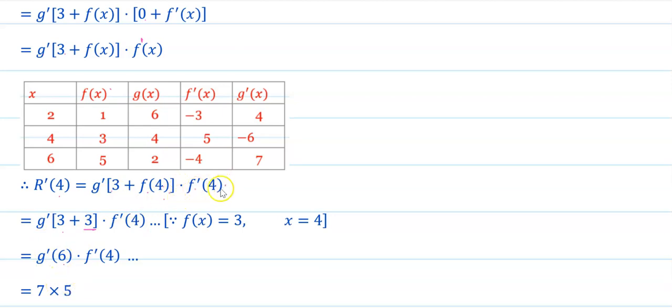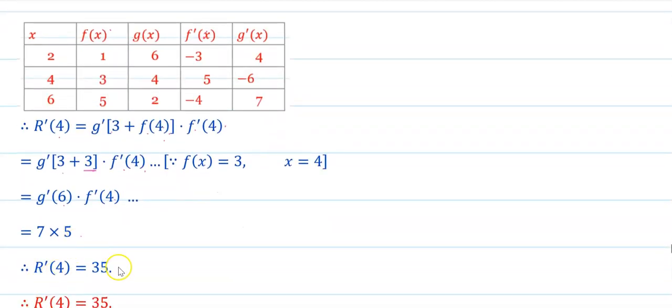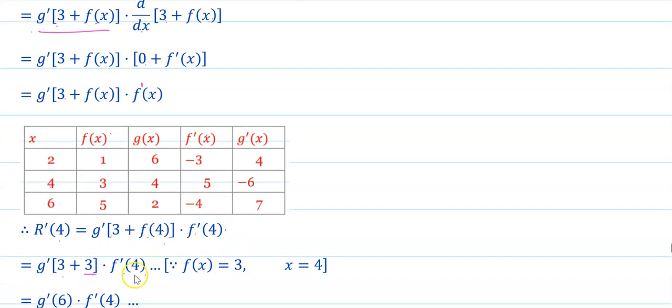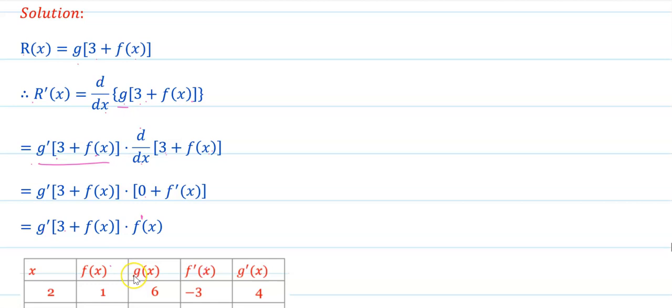Next, f dash of 4. What is f dash of 4? We need f dash of 4. f dash of 4 is 5. And hence it is 7 into 5, that is equal to 35. And hence r dash of 4 is 35. Okay. Again, you can see it here.